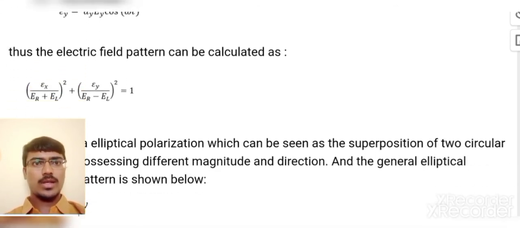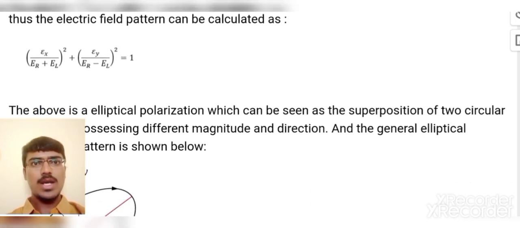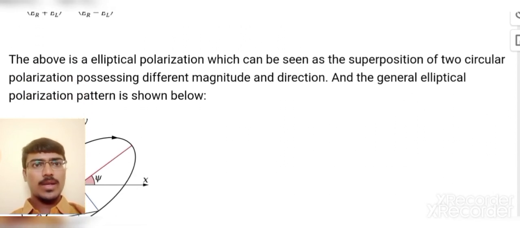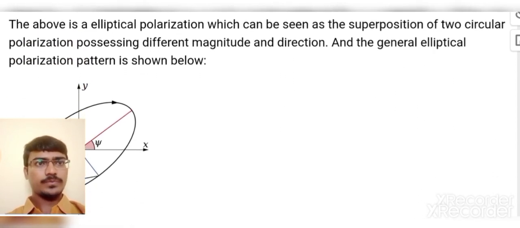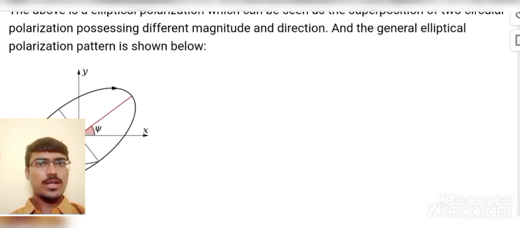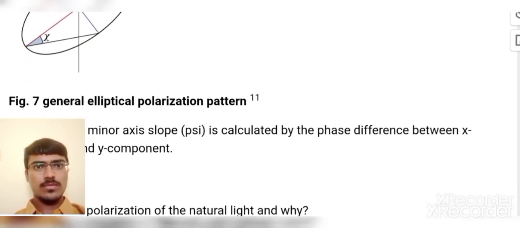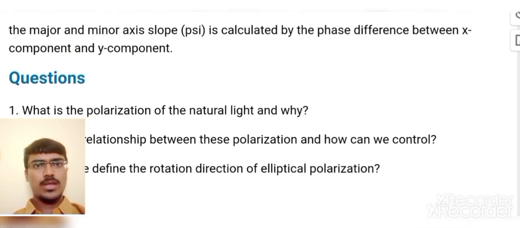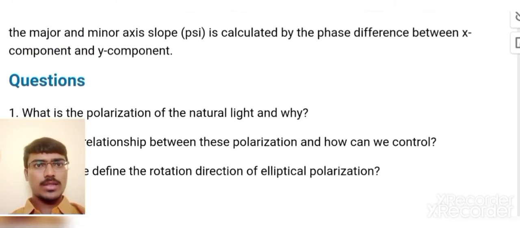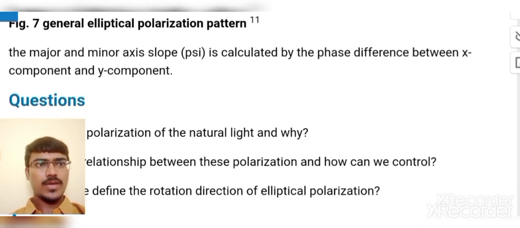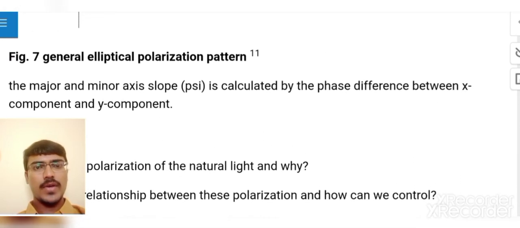Thus the electromagnetic pattern can be expressed as Ex by (Er plus El) whole square plus Ey by (Er minus El) whole square. The above electric polarization can be seen as the superposition of two circular polarizations possessing different magnitude and direction, and the general electric polarization pattern is shown in the figure below. General electric polarization: the major and minor axis slope is calculated by the phase difference between the x components and y components.